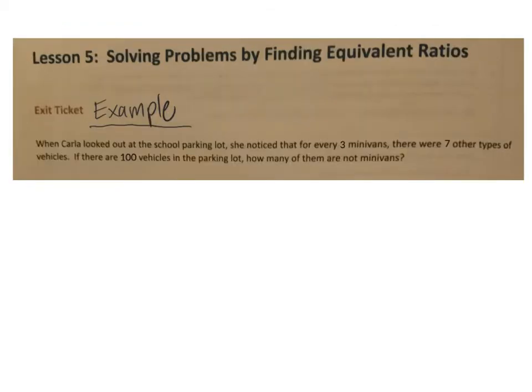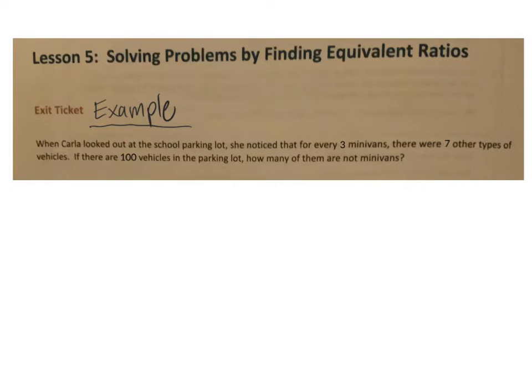Okay, now that the values are changed, these are now different. We can go ahead and read this, so read along with me. When Carla looked out at the school parking lot, she noticed that for every 3 minivans, there were 7 other types of vehicles. If there are 100 vehicles in the parking lot, how many of them are not minivans?